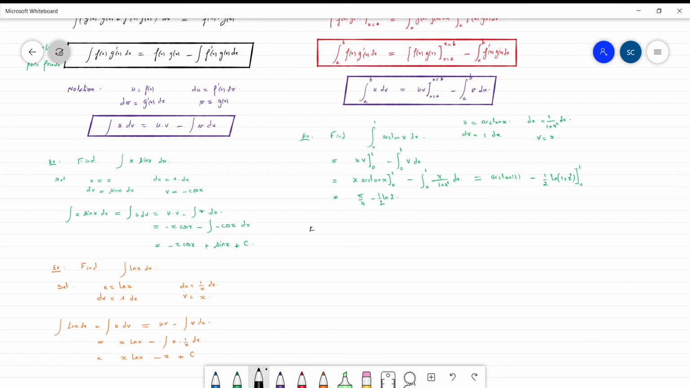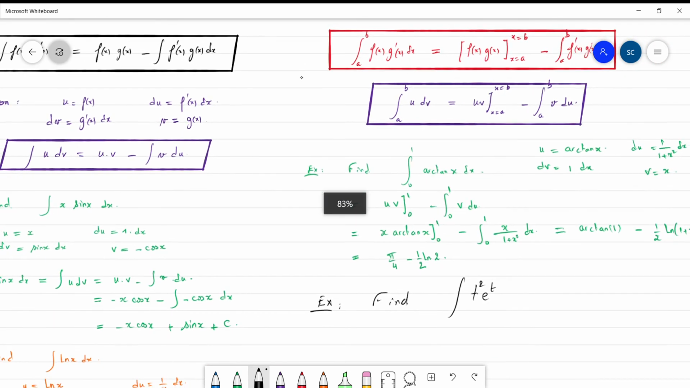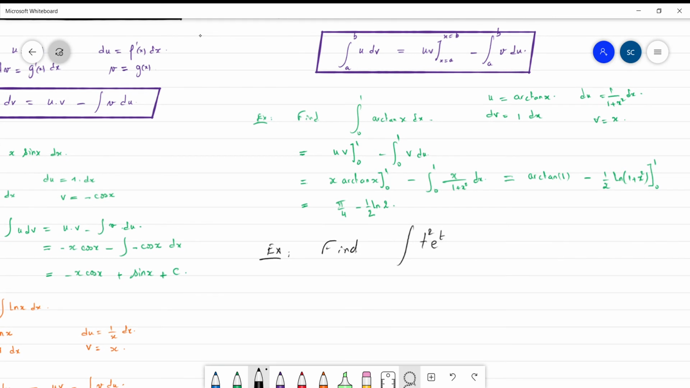Another example is the following. Find the antiderivative of t squared e^t dt. So here again, the idea is to decrease the power of t squared. This is the term that is causing the problem.